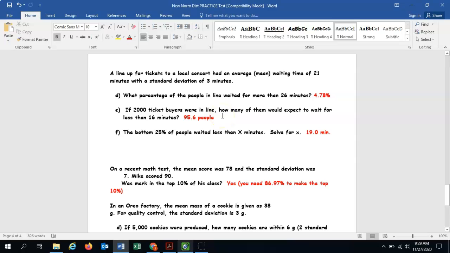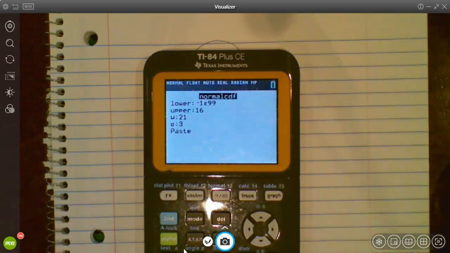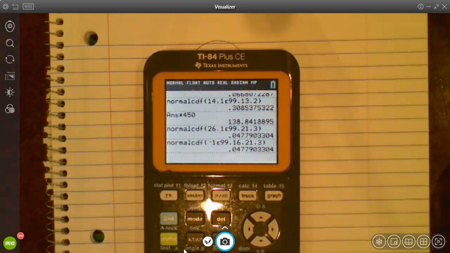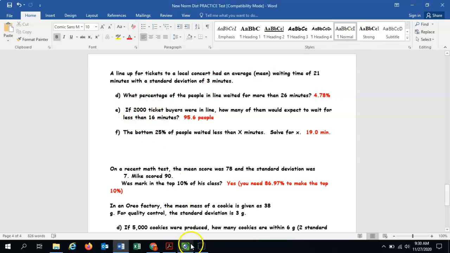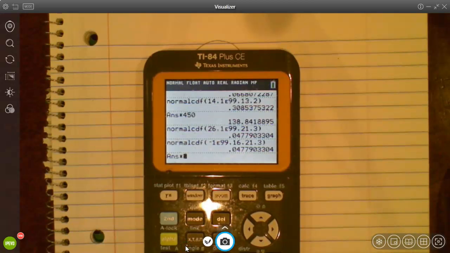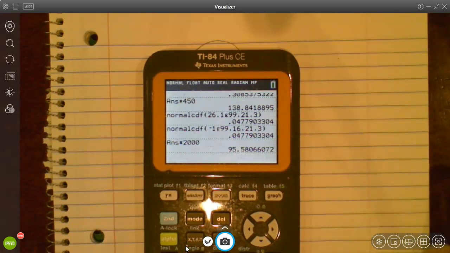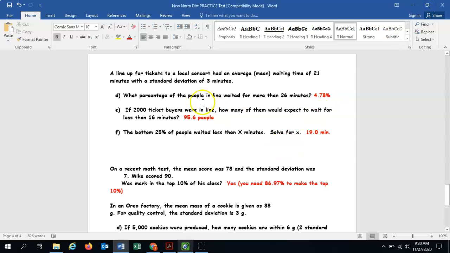So less than 16 minutes means I'm going to go to normal distribution, and I'm going from negative infinity all the way up to 16 minutes. Keeping the same mean of 21, standard deviation is 3. So if I calculate that, I am now getting the percent. But again, I now need to multiply that by my sample size. So since there were 2,000 ticket buyers, I need to multiply my percent times 2,000. So that's how many ticket buyers, 95.6 is where we're getting this.